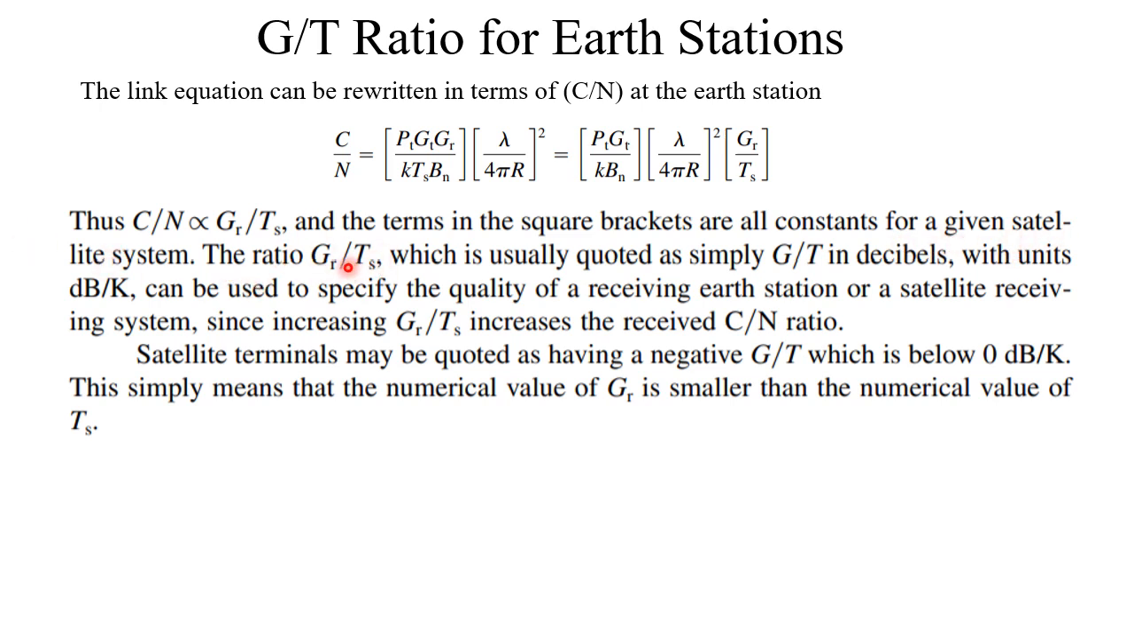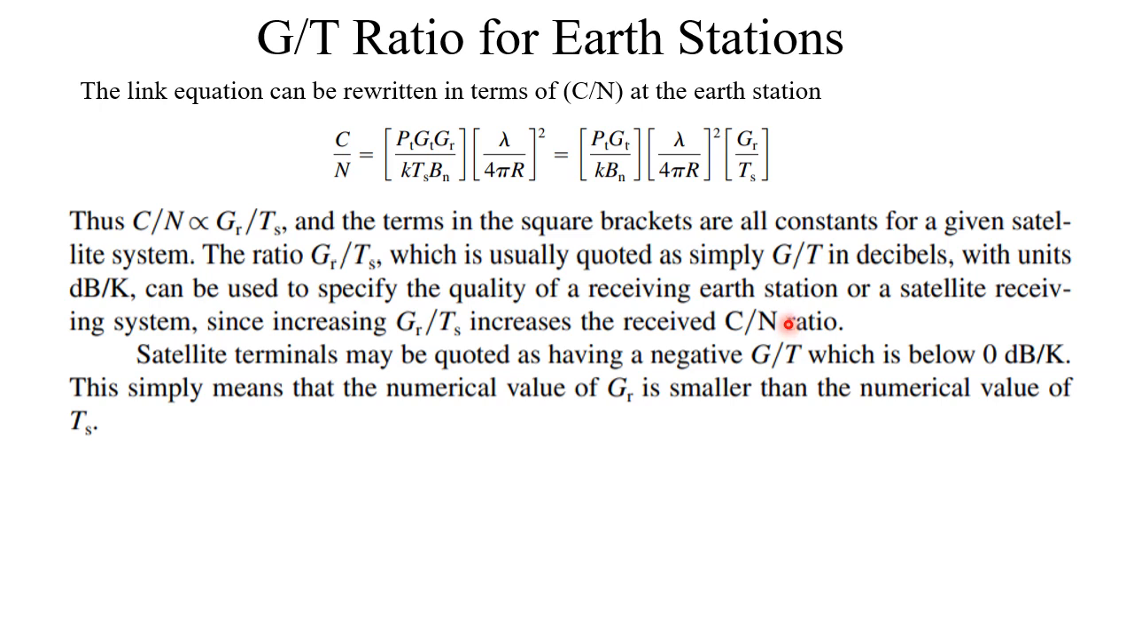So GR by TS, which is usually quoted as simply G by T, can be used to specify the quality of the receiving earth station or a satellite receiving system, since increasing G by T increases the receiver's C by N ratio. C by N ratio, we have already said, is equivalent to signal to noise ratio, right?